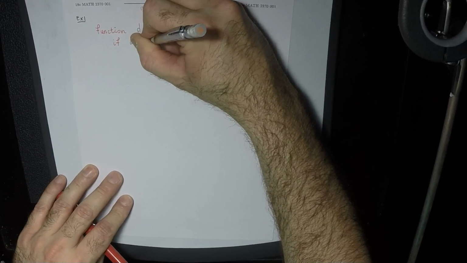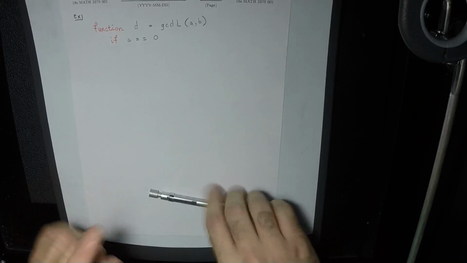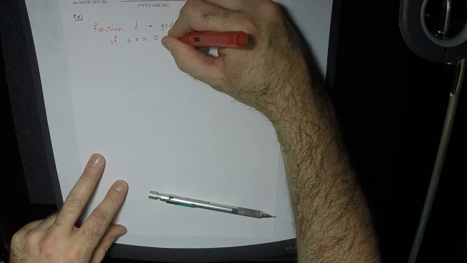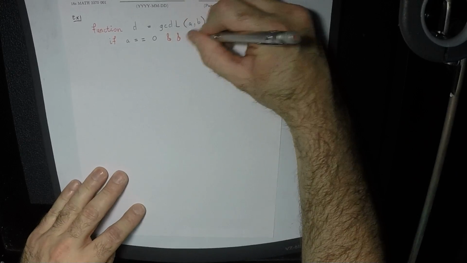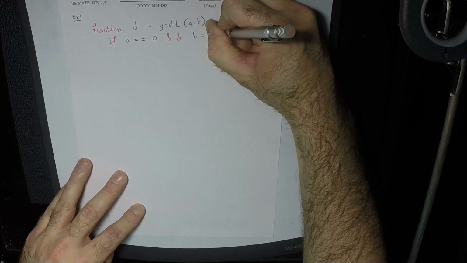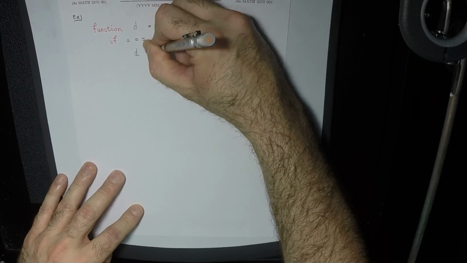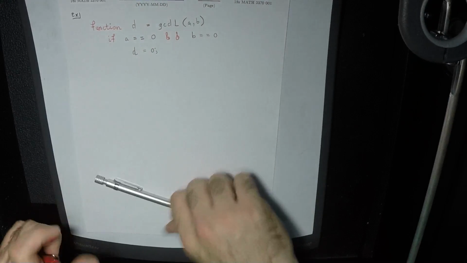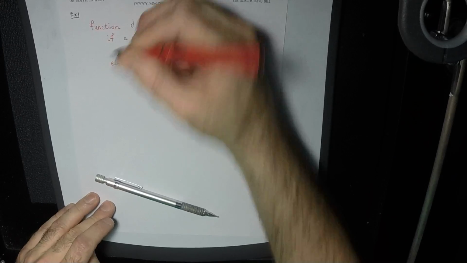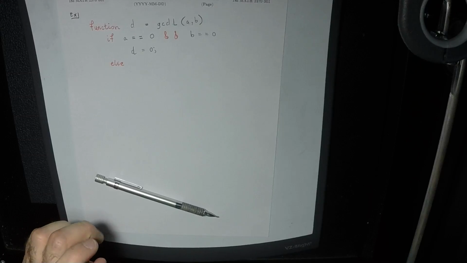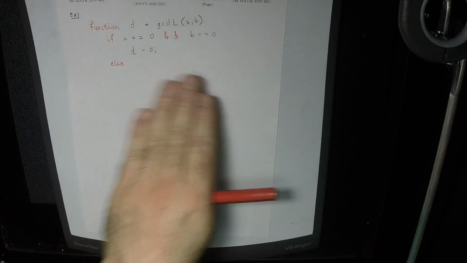If the first one is 0, and how do I say and the other one is 0? 2 ampersands, right? So ampersand, B is 0. Then the answer is what? D is 0. If they're both the greatest natural, then the answer is the greatest natural. Otherwise, we're good to go.